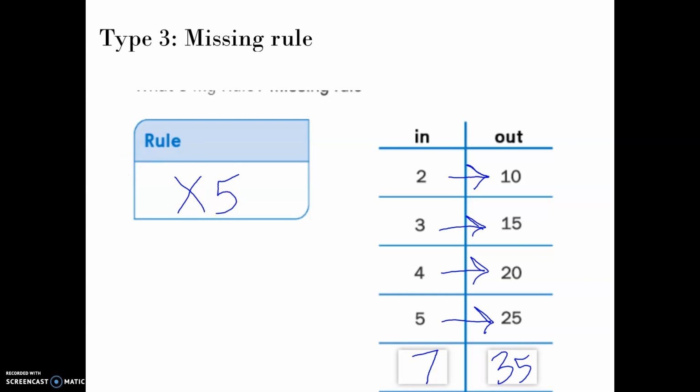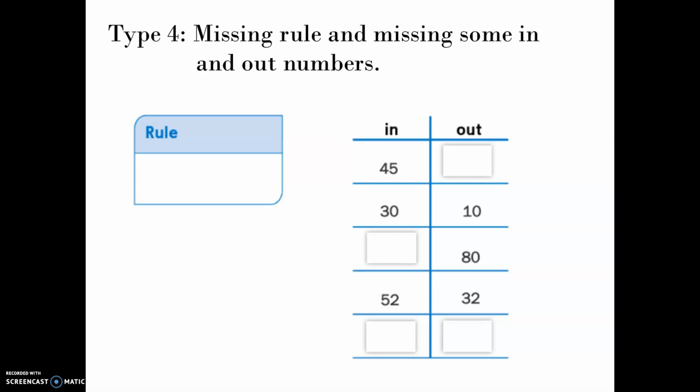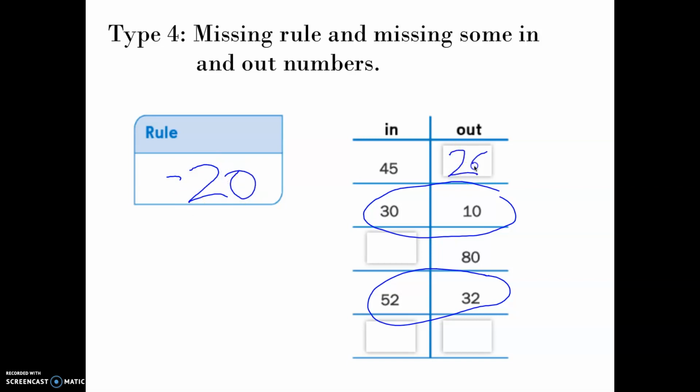My last type is missing the rule and missing some ins and outs, but I have enough to get started. Okay? So I'm starting with a large number 30, going to 10. 52, going to 32. I think my rule is minus 20. So 45 minus 20 is 25. I have to do the opposite because I have an out. So instead of subtracting 20, I need to add 20. And then make my own.